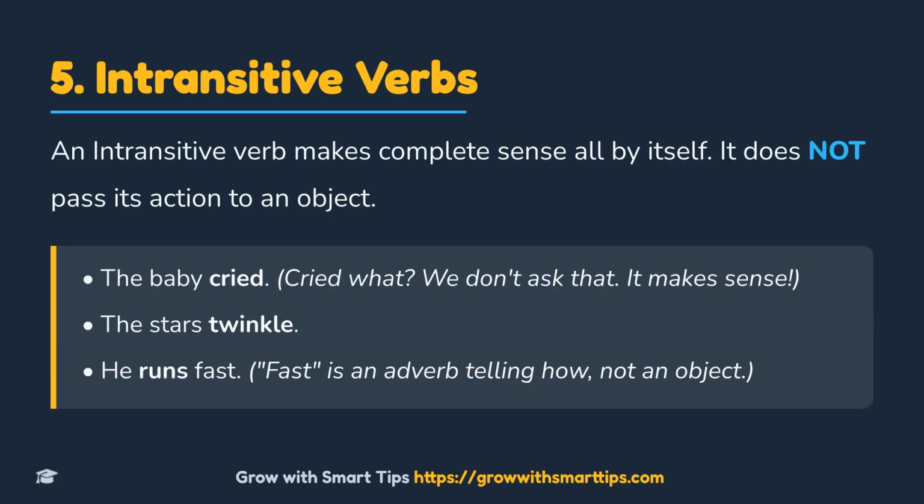In contrast, an intransitive verb makes sense by itself. For example, the baby cried, or the stars twinkle. No object is needed to complete the meaning.